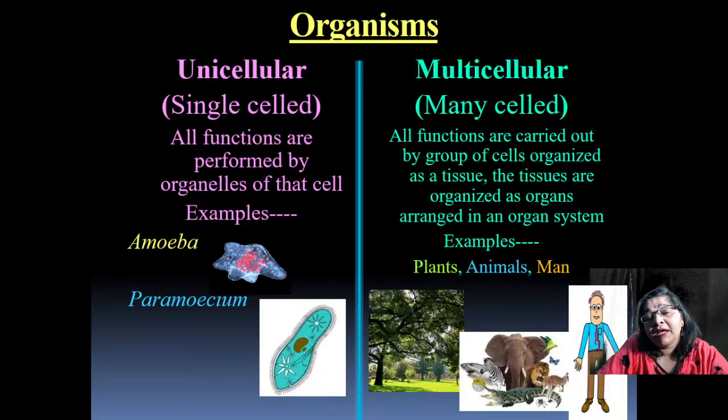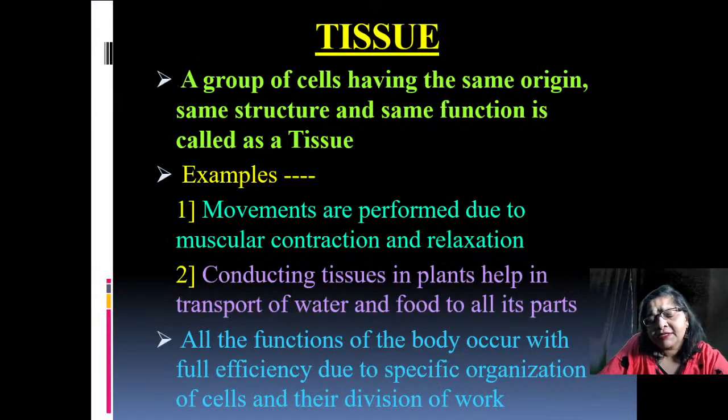Whereas in a multicellular organism, multi refers to many-celled organisms, all the functions are carried out by groups of cells which are organized as tissues. The tissues are organized as organs, which are arranged in an organ system of that whole organism. So these organisms are called multicellular organisms. For example, you have plants, animals, and of course human beings. All these are multicellular organisms. They are all complex organisms. Then let us start with what is a tissue.